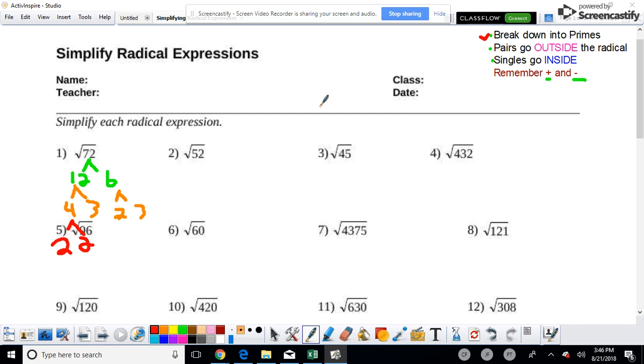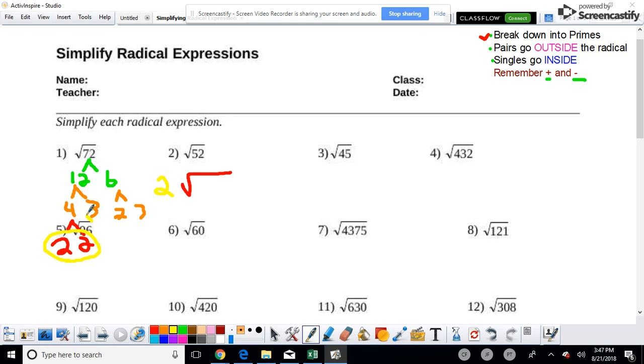Put the pairs outside the radical. What radical? The radical of your answer. Now you're ready to put your answer together. Let's get our pairs. We've got a pair of 2's. So because I have a pair, I'm going to put a 2 outside. I'm not going to put two 2's because I'm not counting them individually. I'm counting the group. So one group of 2's, 1, 2.